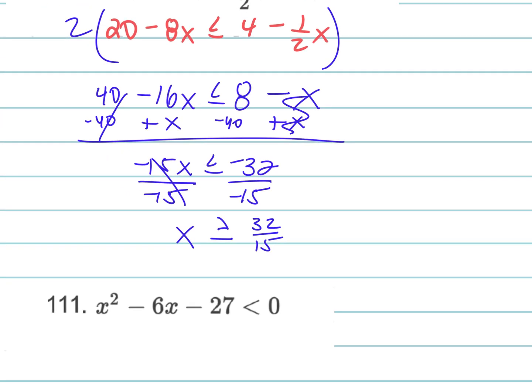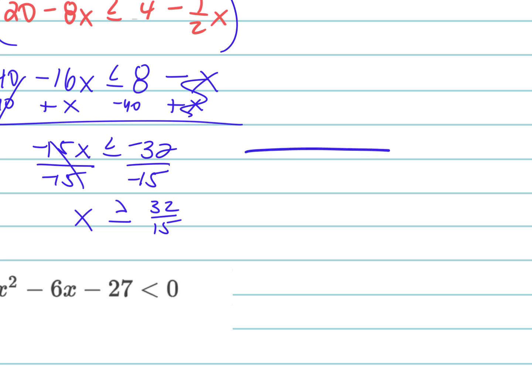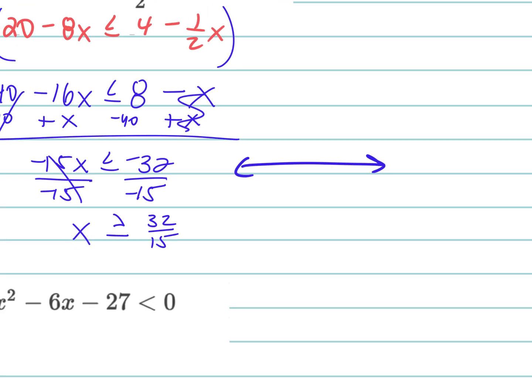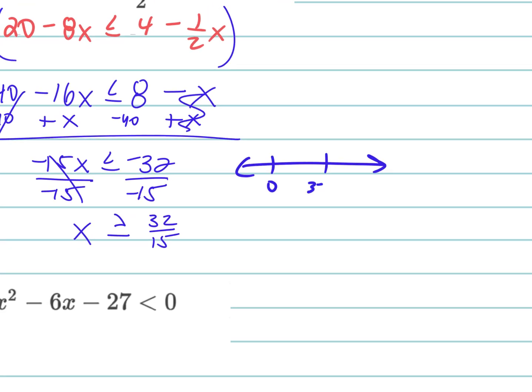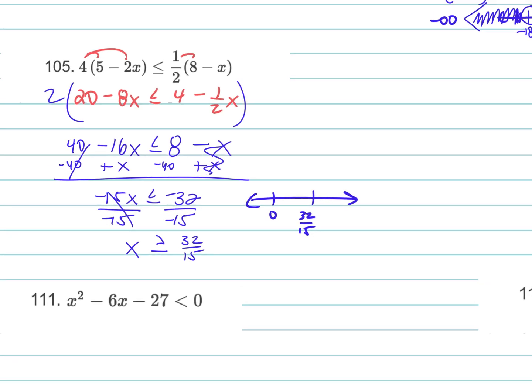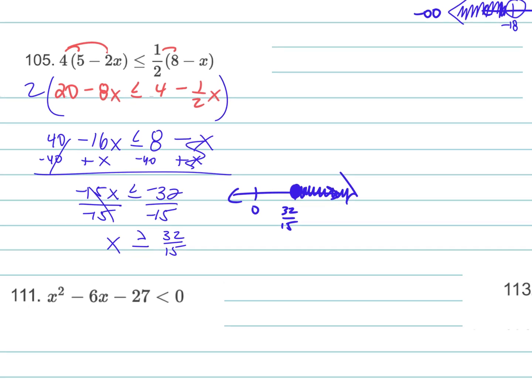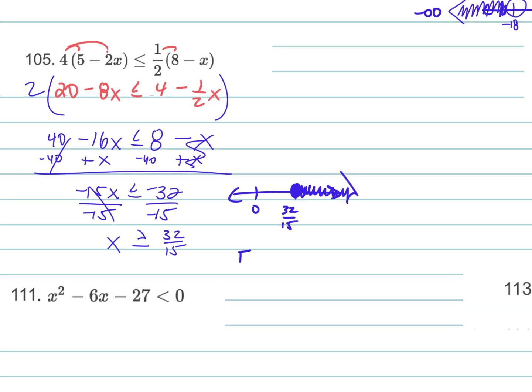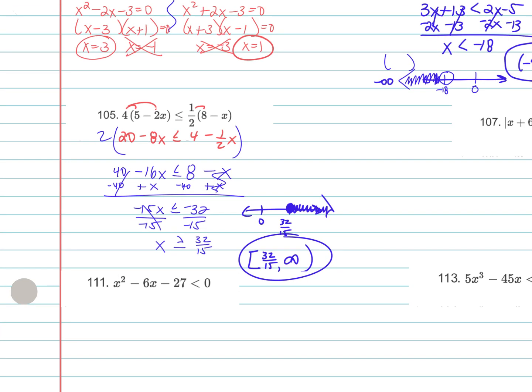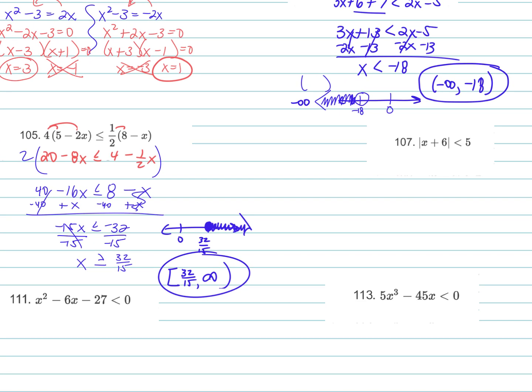So our answers need to be written in interval notation. So let's just throw it on a graph to kind of see what that looks like. Here's 0. We can say 32 over 15. We have a closed dot because it's or equal to, and it says all the values of x that are greater than, so it's going to be to the right. So our interval notation, reading from left to right, is going to start at 32 over 15 and go to infinity. And remember, on infinity, you always have parentheses, never, ever, ever a bracket.